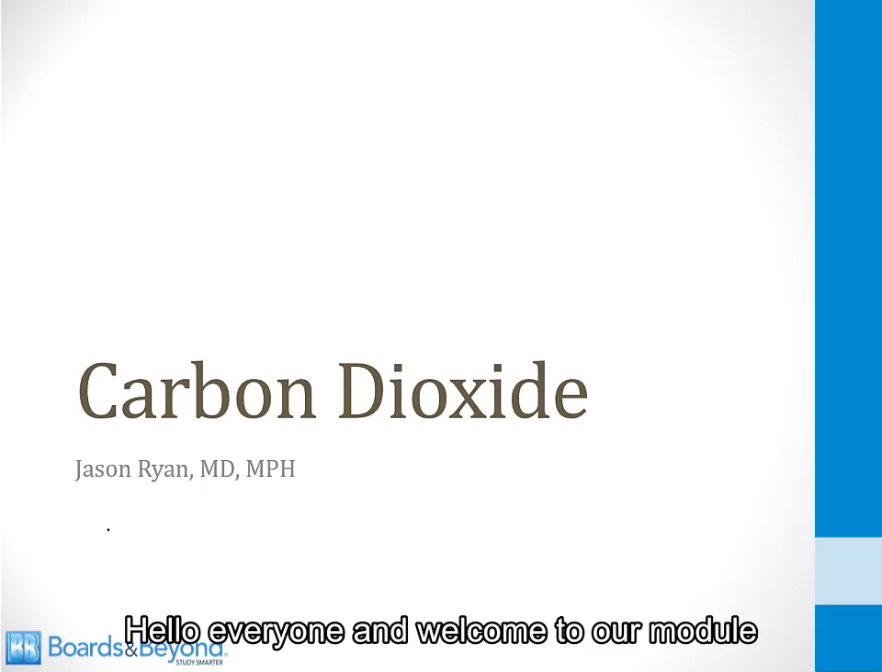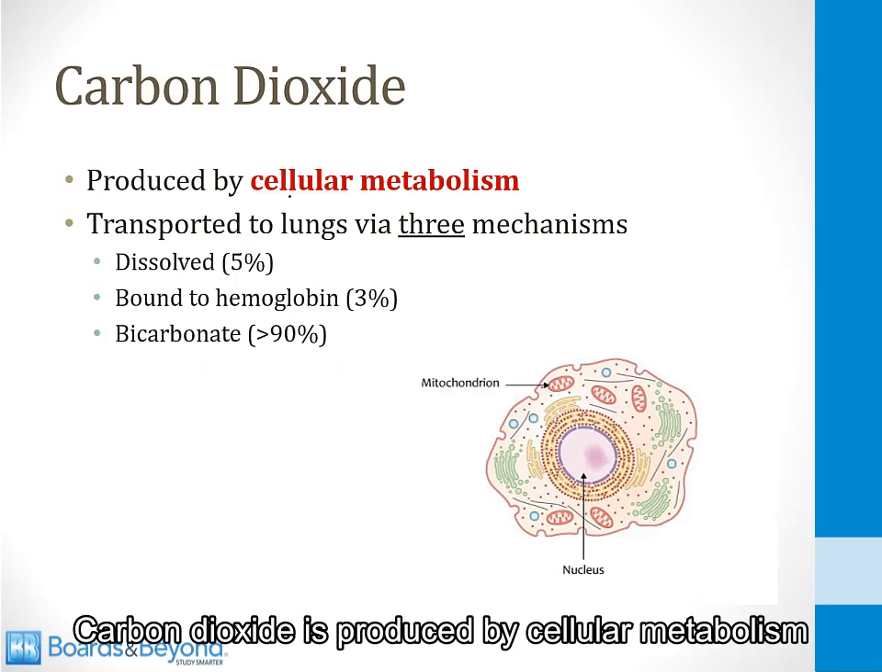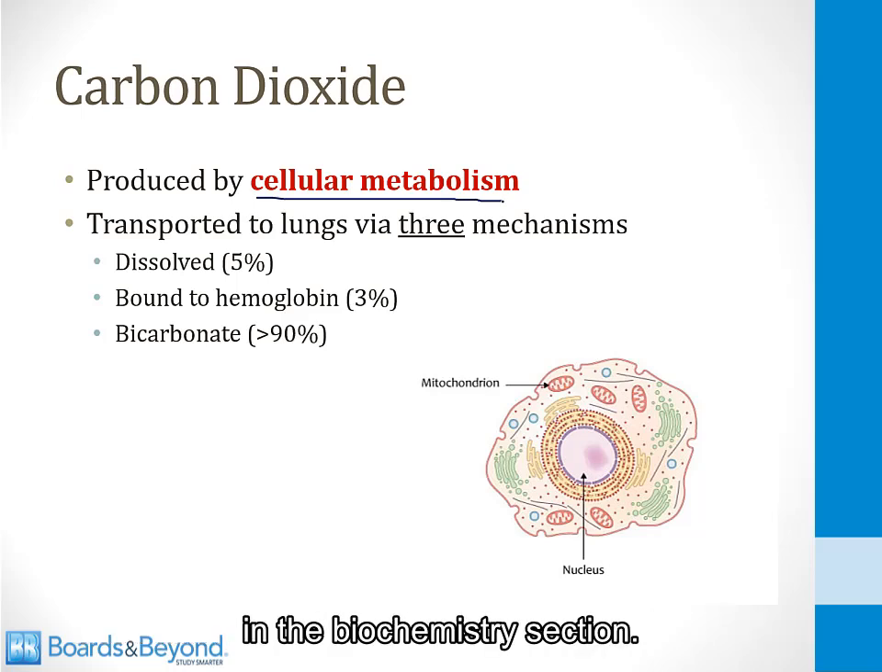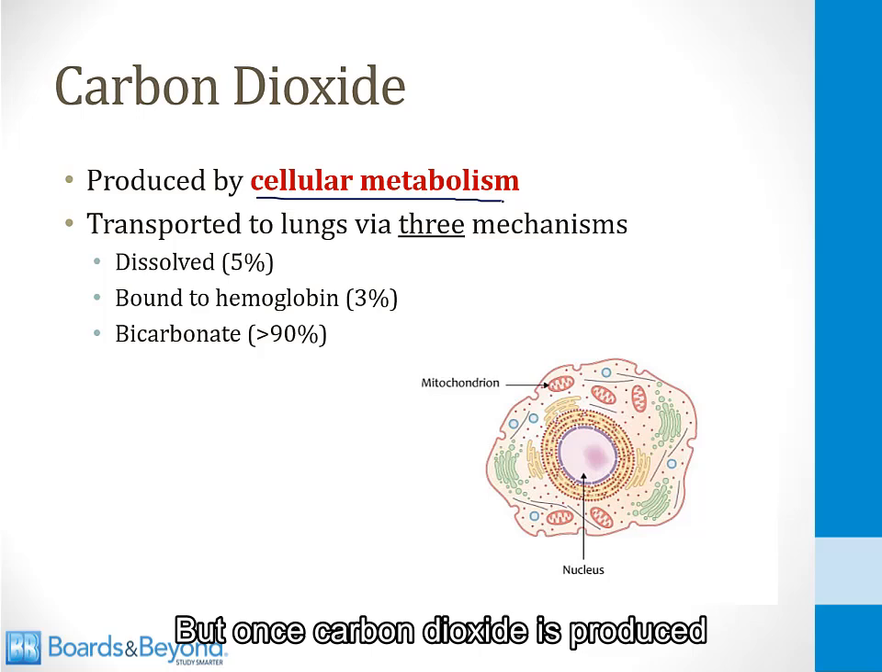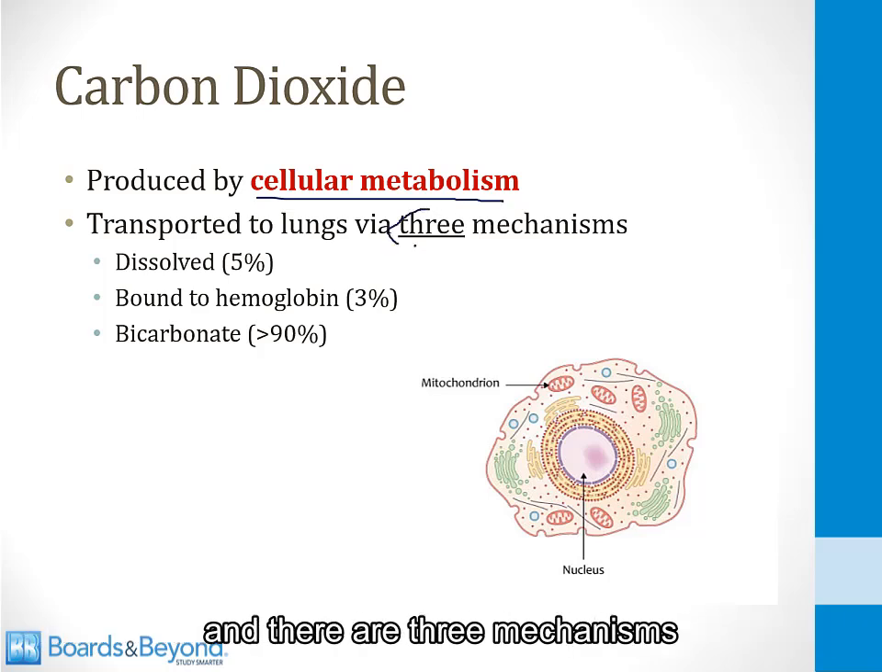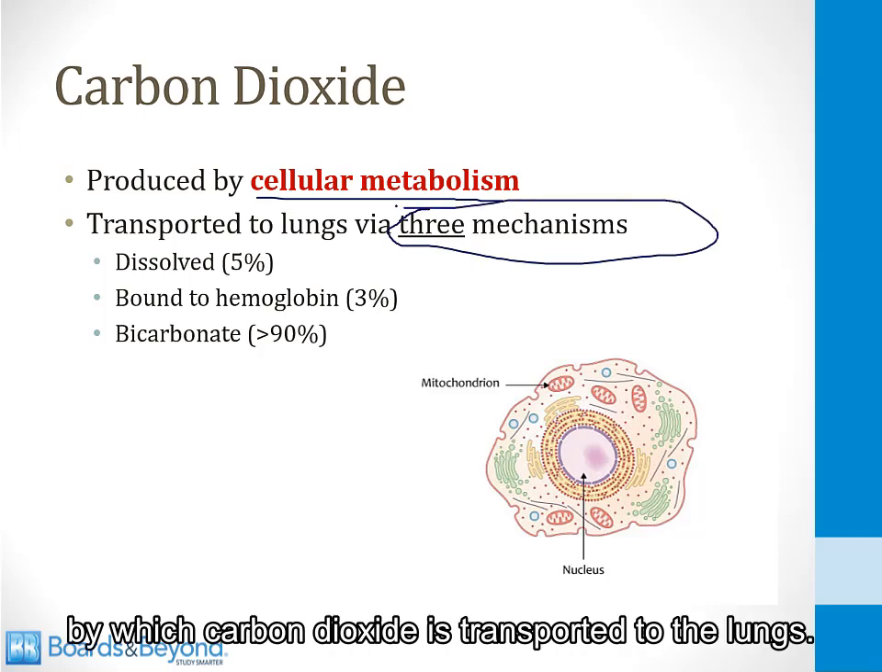Hello everyone and welcome to our module on carbon dioxide. Carbon dioxide is produced by cellular metabolism, and I talk about this at length in many of the videos in the biochemistry section. But once carbon dioxide is produced, it has to be transported to the lungs so it can be excreted, and there are three mechanisms by which carbon dioxide is transported to the lungs.